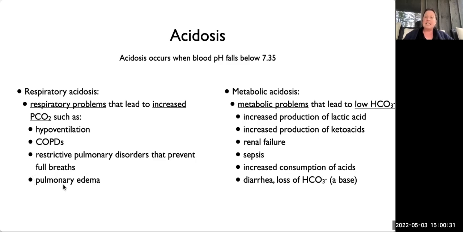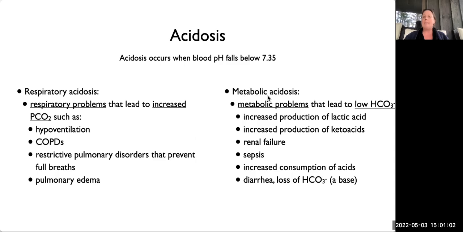Also pulmonary edema, which is where fluid moves from the pulmonary capillaries into the alveoli. In that case, we've got now a layer of fluid that our gases have to travel through in order to exchange. That slows down diffusion, and that means that CO2 builds up. And remember that CO2, if we increase CO2, that's always going to give us protons. So extra CO2 means that it's becoming acidic.